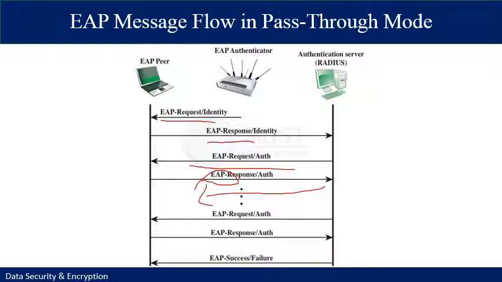The selected EAP method determines the number of request-response pairs. During the exchange, the appropriate authentication information, including the key material, is exchanged. The exchange ends when the server determines that the authentication has succeeded or that the authentication has failed.